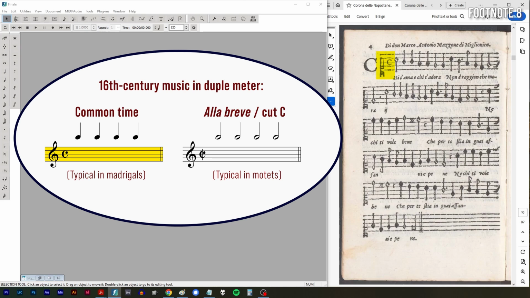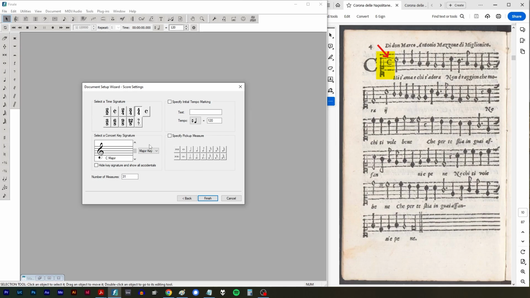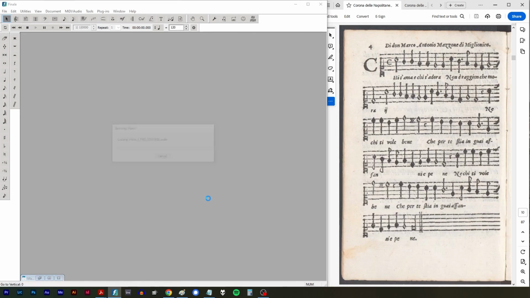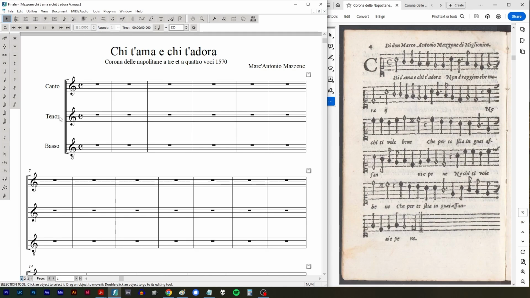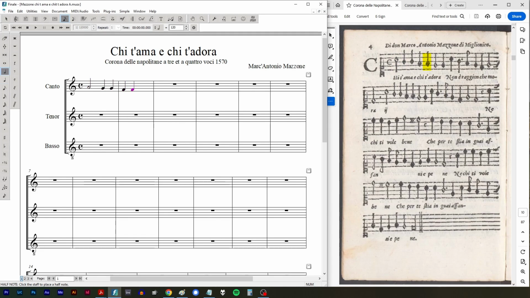Either common time with 4 quarters per measure, or alla breve, also called cut C, with 4 half notes per measure. The printed time signatures won't always give you the right answer, but in this case, due to the abundance of quick note values with text, it seems like common time will do. Now we can start copying the parts. I like to start with the outer voices first, so let's start with the top one.